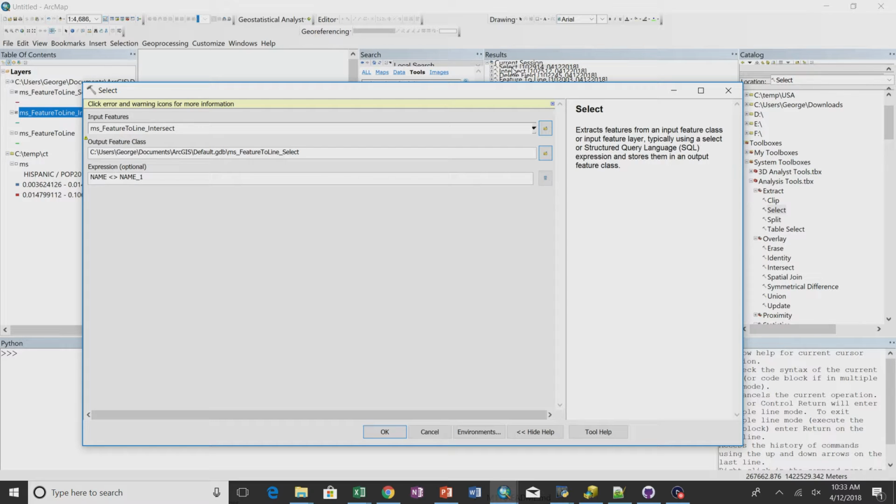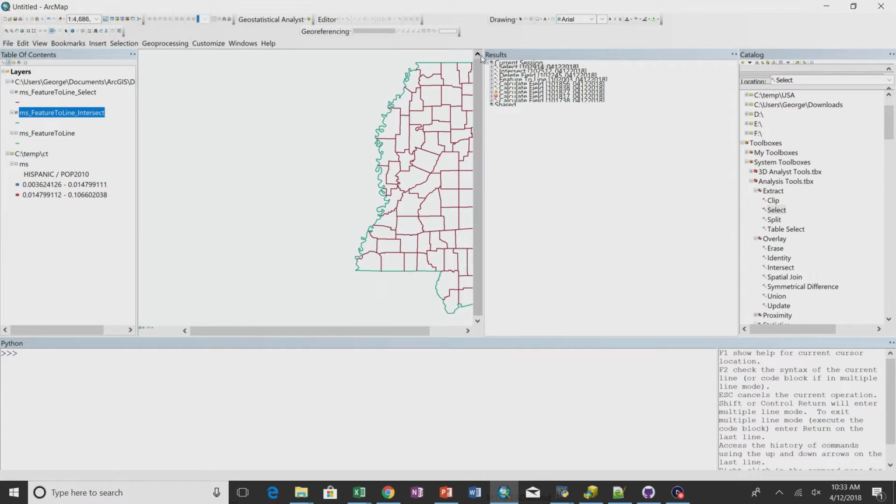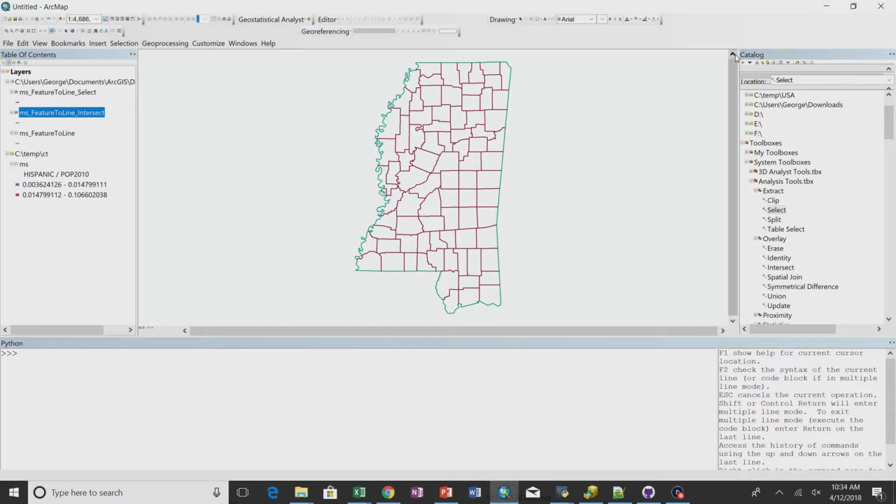Maybe it's because you need the quotes around name and name one, because it's a shapefile. You tried it? Okay. Yeah. All right. So we've got that. We're all set. So now we have this shapefile. We have the 400.